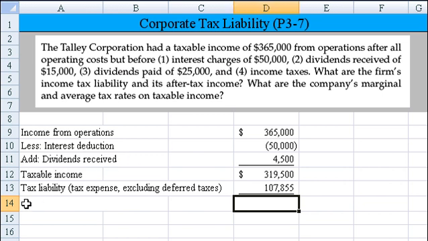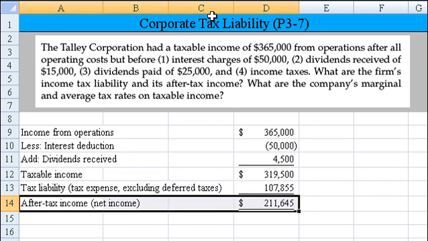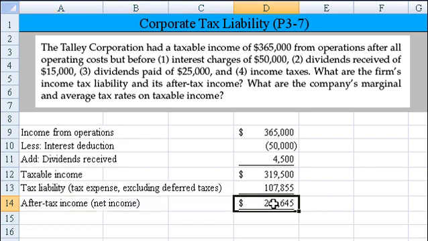From there, then, we can calculate the after-tax income, and all we're doing there is subtracting the tax liability from taxable income, and we come up with an after-tax income or net income of $211,645. Now the last part says what are the company's marginal and average tax rates? Well, that's easy enough to do.